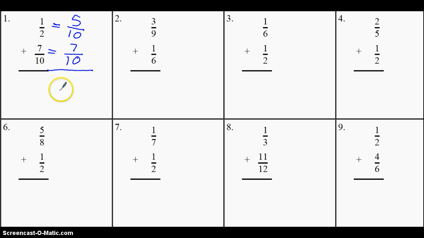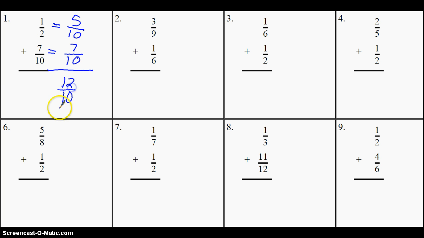I'm going to tell you right off the bat that the denominators do not add. The denominators do not add. So even though I have a 10 here and a 10 here, I'm not going to add the denominators together and give me 20. I'm just going to say 10. My numerators, that's what I'm going to add. Those are what's going to be added. 5 plus 7 equals 12.